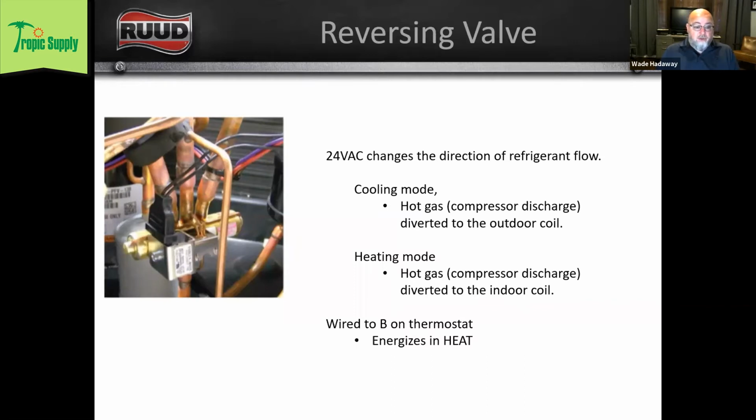The reason that we do that is because if that valve fails, we want it to fail in cooling. You have an option, at least, to have backup heat or emergency heat. There is no backup or emergency cooling. So if that valve happens to fail, or the solenoid opens, or whatever reason, we want it to fail in cooling so that we can still cool the space.